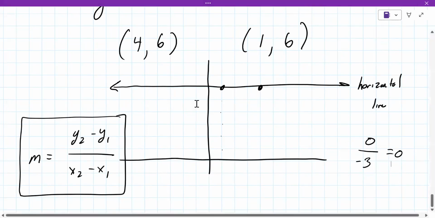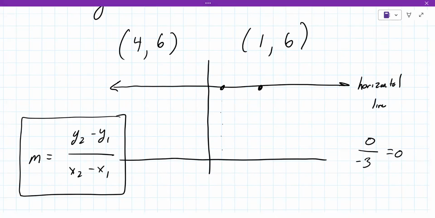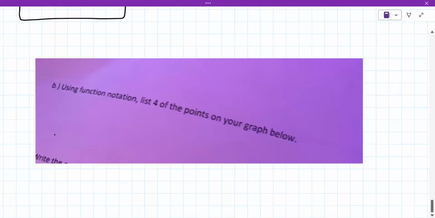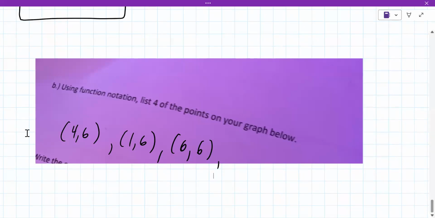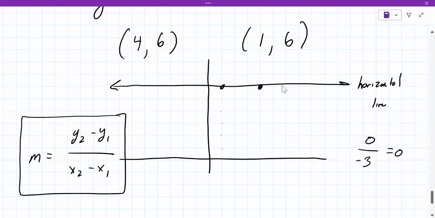Part B, we kind of already did part B. We have 2 points there, so we're gonna just add to it. So we wrote 4,6 and 1,6. Give me another x value. You said 6, that's fine. 6,6. What's one more x value? 2. Okay, 2,6. Are we just making up points? Well, they have to fall on the line, but yes, you're making up x values.